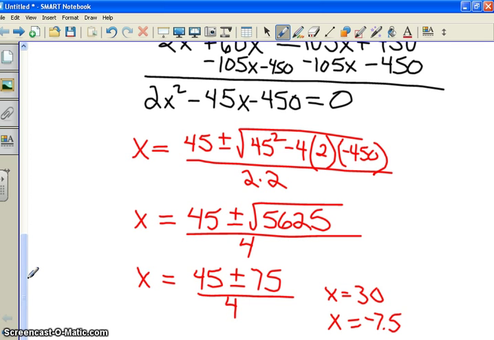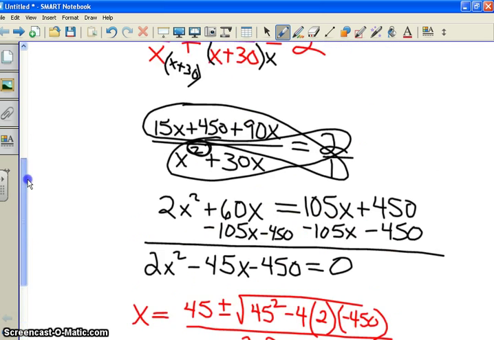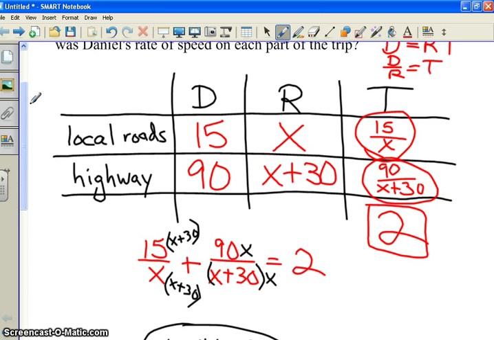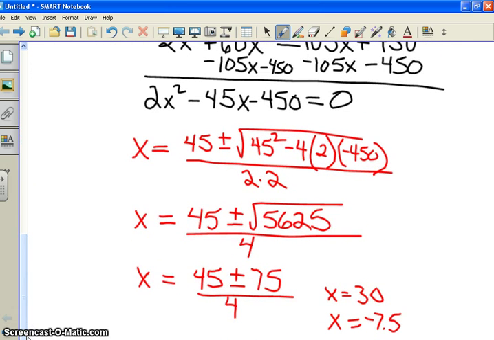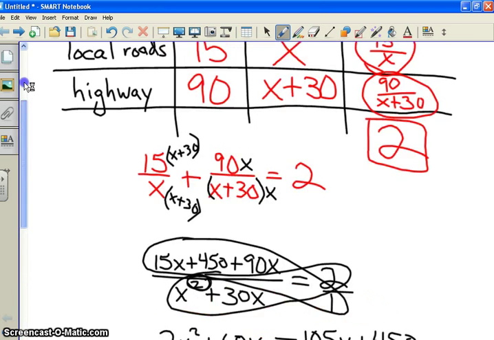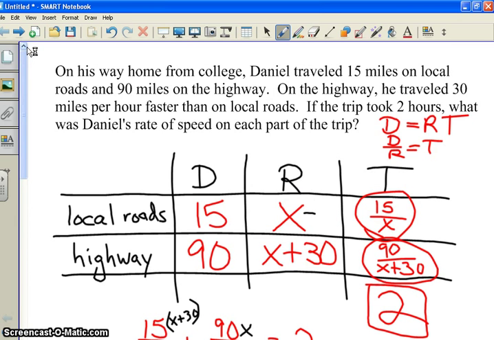Now keep in mind the x at the very beginning of our problem was a speed. So does it make sense that we have a negative speed, a negative 7.5 miles per hour? Absolutely not. So this negative 7.5 is an extraneous solution that we are going to throw out. And so, going back up to our problem, we know x is 30, so his speed on the local roads was 30 miles per hour, and his highway speed is going to be 30 plus 30, or 60 miles per hour.